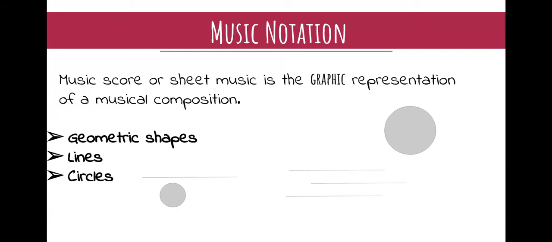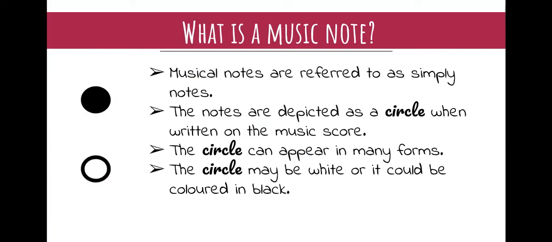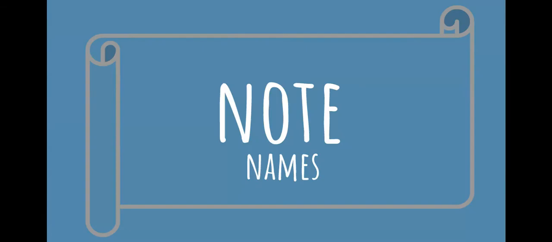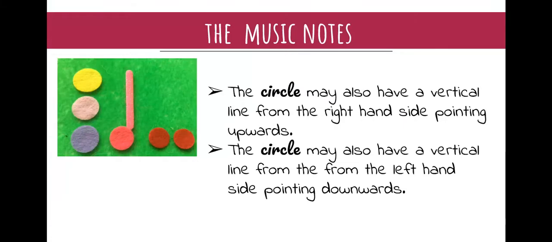And the notes are geometric shapes, and we also use lines. So they're circles and lines. The music note is simply a circle, and the circle can be either coloured in white or coloured in black. And the circle could be just a plain circle, or it might have a line going up from the right-hand side, or a vertical line from the left-hand side pointing downwards, or it could have a dot next to it as well.